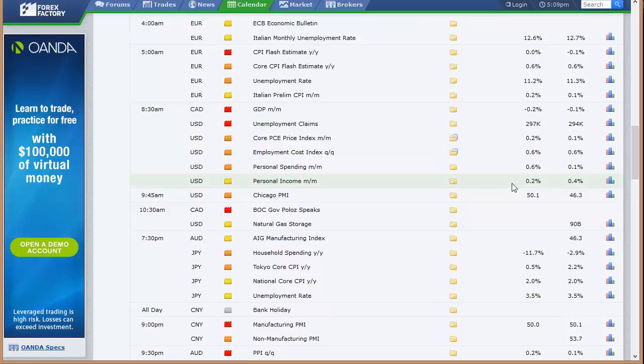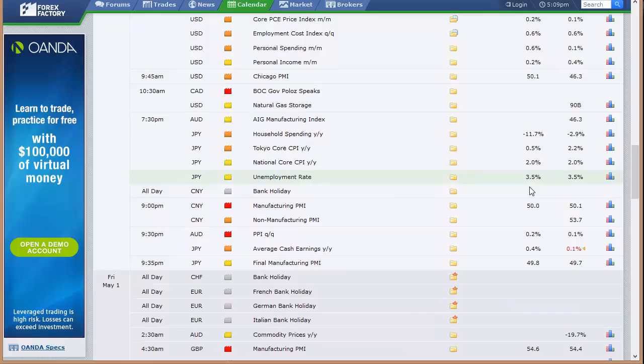A bunch of data that's important out of Europe over a 2-hour period. Canada's gross domestic product. We've got the unemployment claims out of the U.S., core PCE price index out of the U.S., the employment cost index out of the U.S., personal income and spending out of the U.S., Chicago PMI here, natty gas, that's the weekly number.